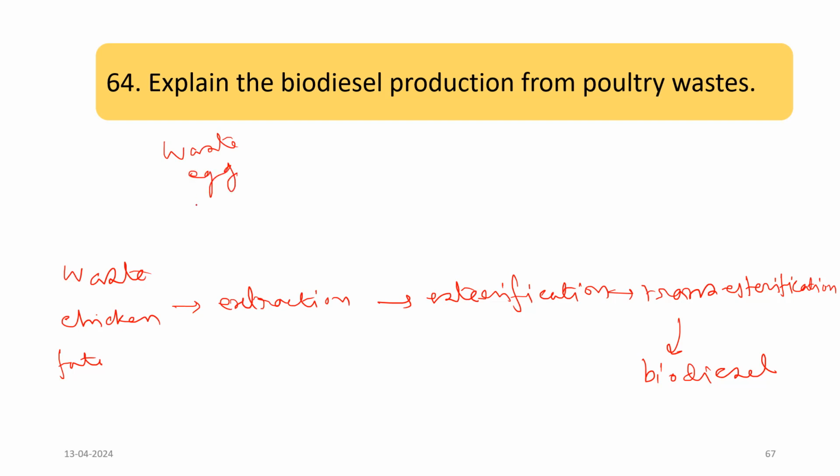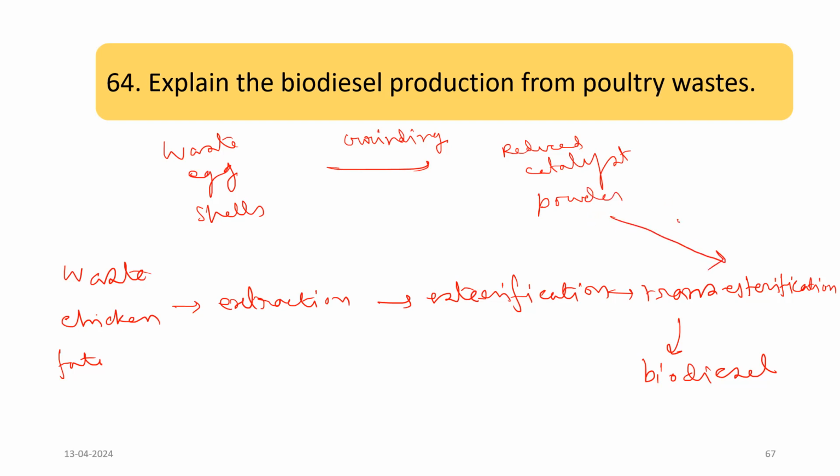In the poultry, there is also the waste of eggshells, right? They can go first through grinding and produce reduced catalyst powder, and then they are used for transesterification with the help of the catalyst, which produces biodiesel. So this is the biodiesel production from poultry waste.